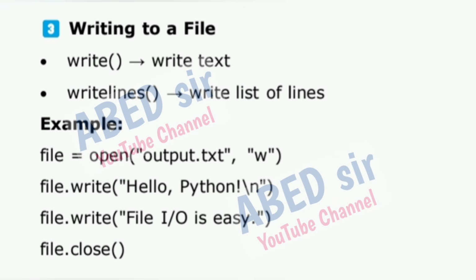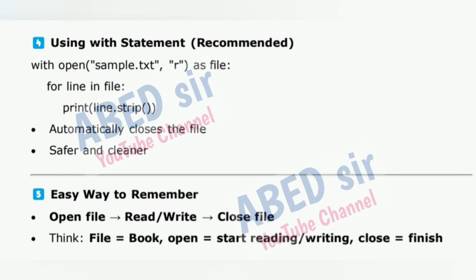3. Writing to a file. write writes text. writelines writes a list of lines. Example: file = open("output.txt", "w"), file.write("Hello, Python\n"), file.write("File I/O is easy."), file.close(). 4. Using the with statement, recommended.